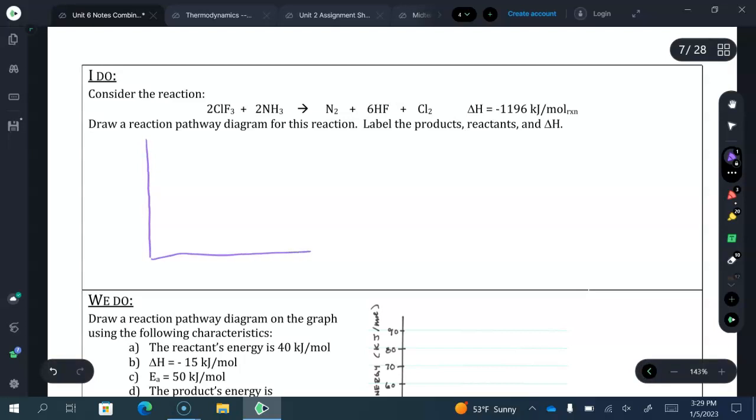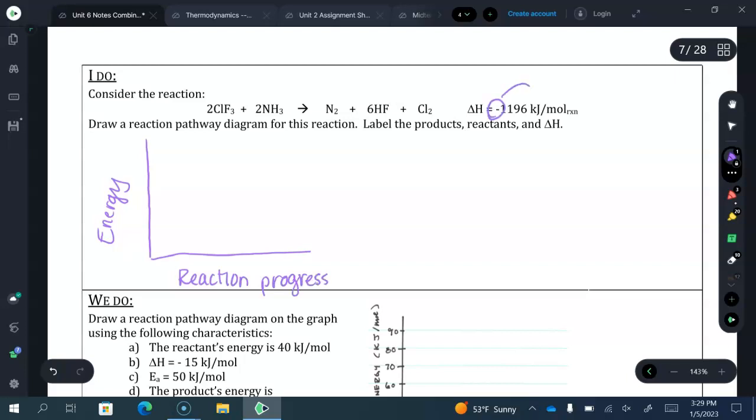So we're going to set up our y and x axis. On the y is energy. On the x axis is the reaction progress. And then we look at our delta H.